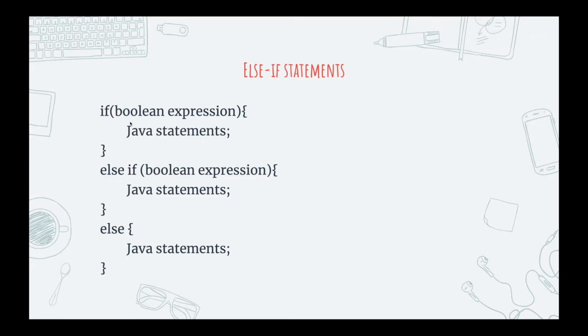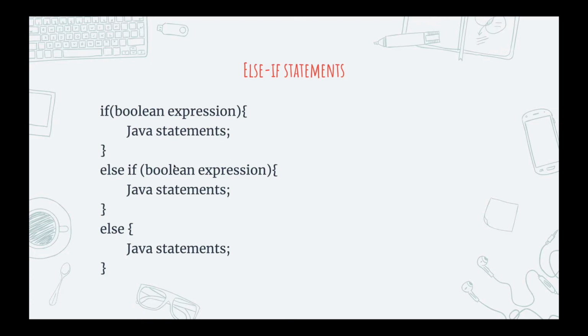If the Boolean expression evaluates to true, it executes the Java statements in between these two brackets and doesn't even look at the else if statement and the else statement. Now, if the Boolean expression evaluates to false, then it moves on to else if. Else if will only execute if its Boolean expression evaluates to true. If it evaluates to true, then it executes everything in between these curly brackets, right? It doesn't look at this, it doesn't look at this. It only evaluates anything in between these brackets if this is true.